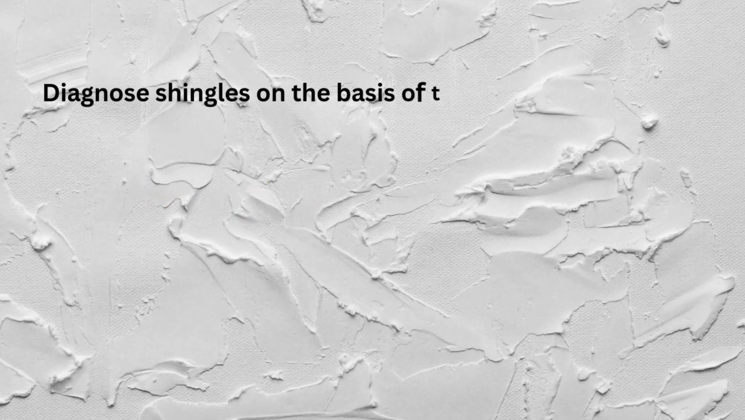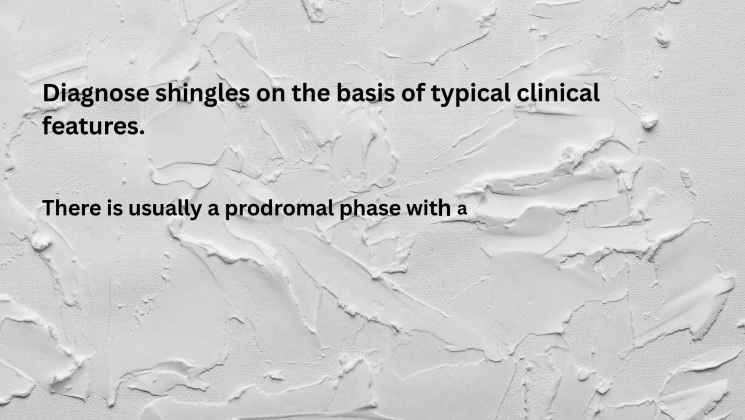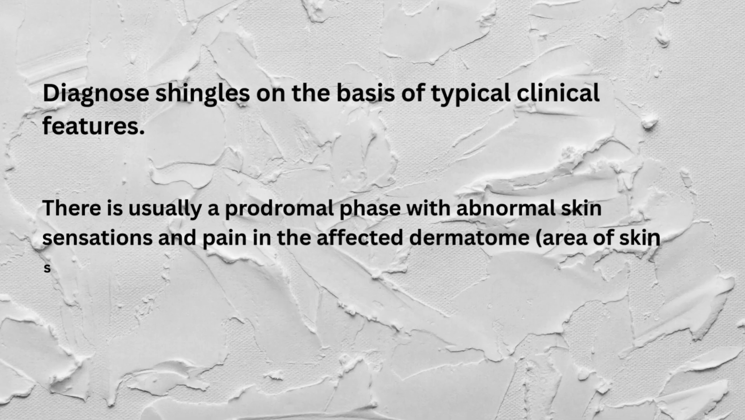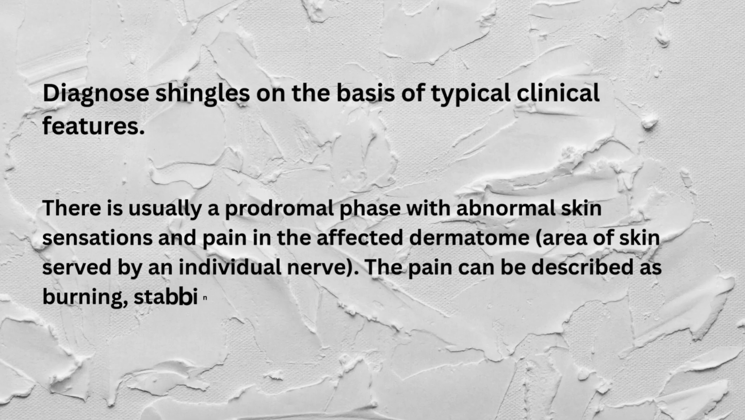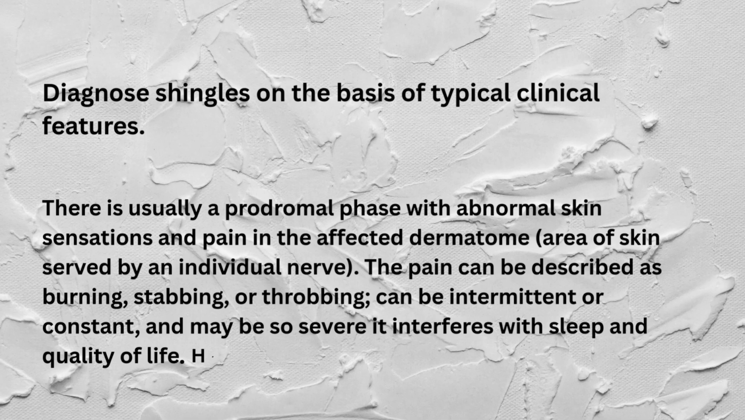Shingles. Diagnose shingles on the basis of typical clinical features. There is usually a prodromal phase with abnormal skin sensations and pain in the affected dermatome, area of skin served by an individual nerve. The pain can be described as burning, stabbing, or throbbing, can be intermittent or constant, and may be so severe it interferes with sleep and quality of life.